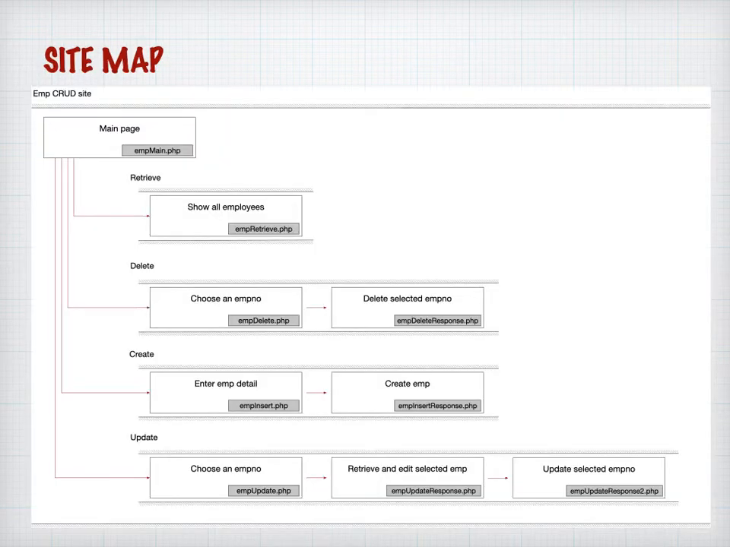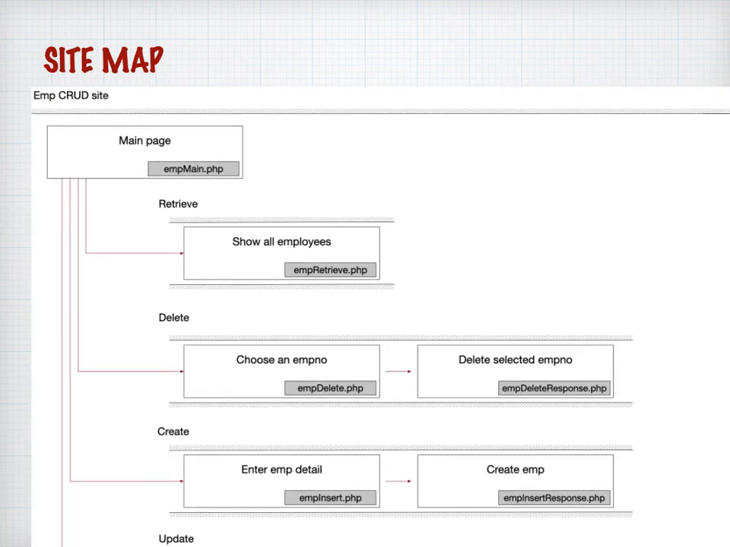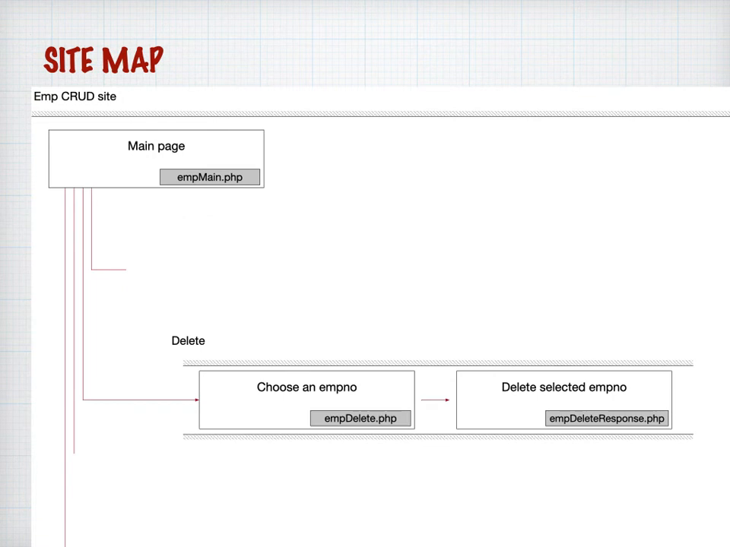Here's the site map. We've got emp main and we've got emp retrieve. We're going to move on to the next ones, which are here in the delete category. If you think about what we're going to be doing here, we'll have two pages. The first page will have a form, and here you can see I've called that emp_delete.php. The form is going to ask for an emp number, the piece of information identifying the row in the table that we're going to delete.